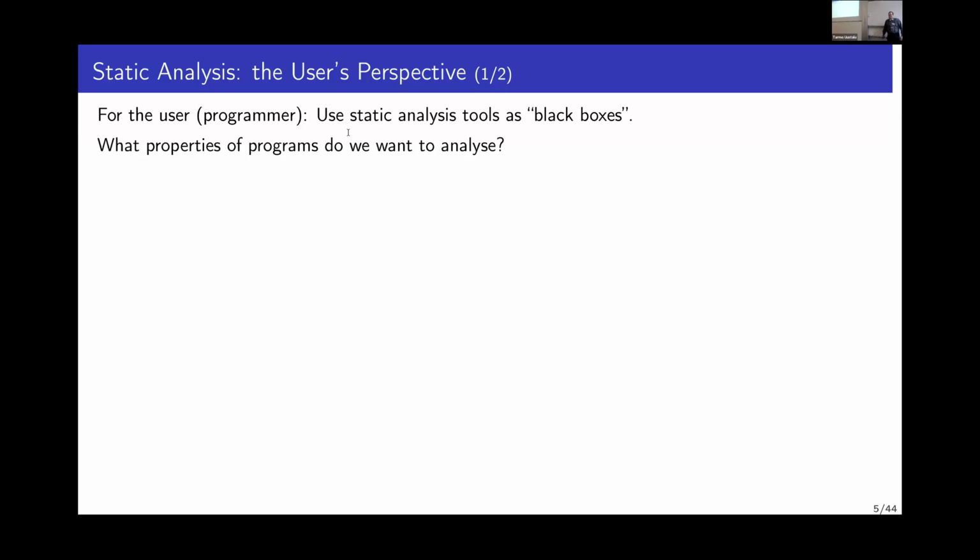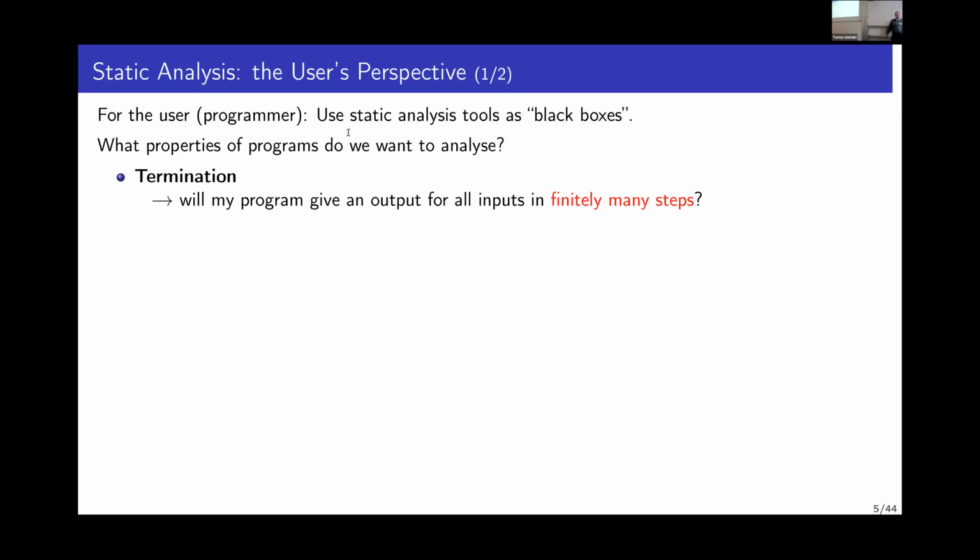So what properties might we want to analyze? Well, a property that is of my personal interest is program termination. So the question: will my program give an output? Am I guaranteed to get an output if I provide it with some input? Even if I'm very, very unlucky and provide a really nasty input, I still want to get an output eventually, and the program to terminate and give control back.